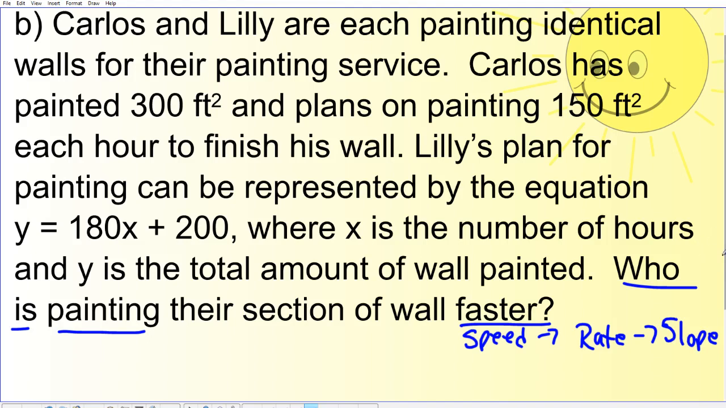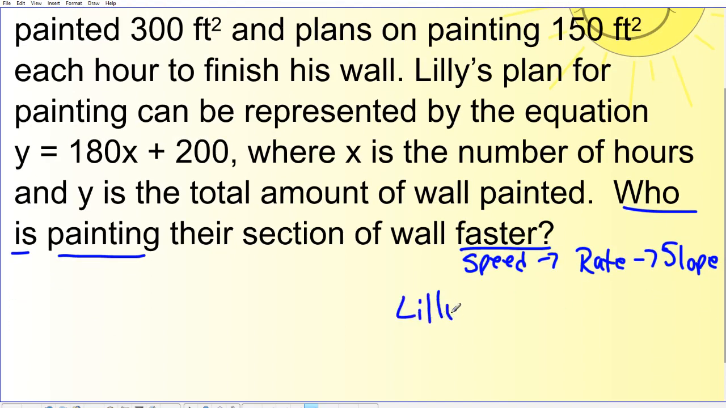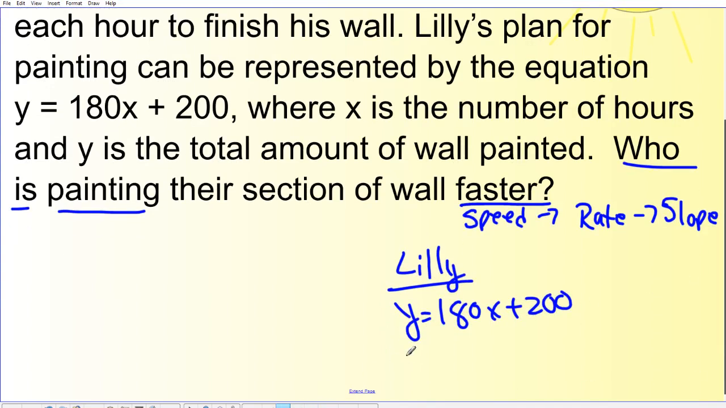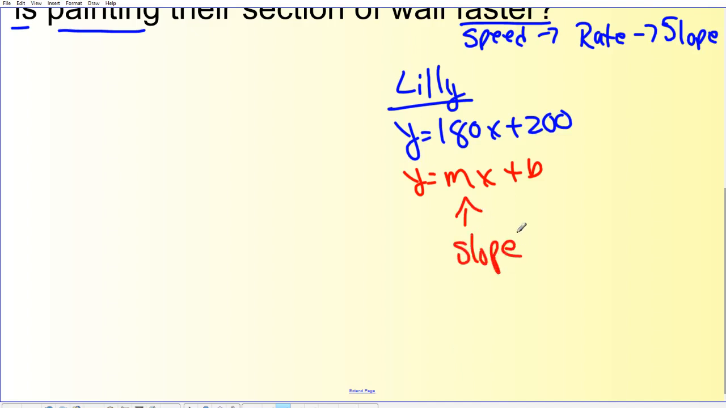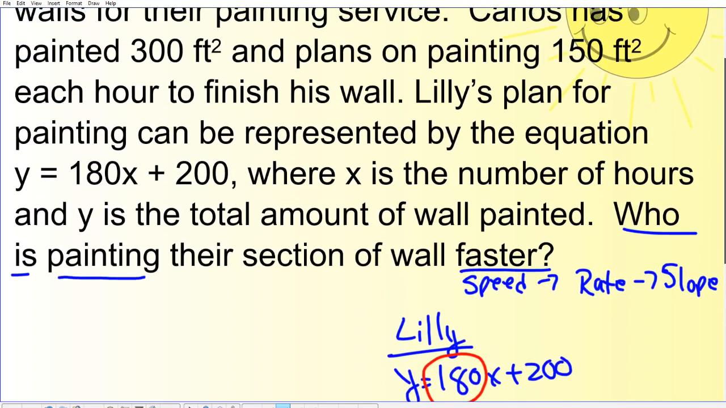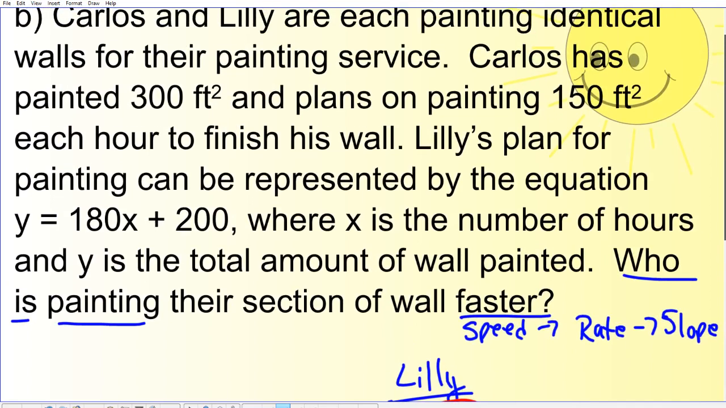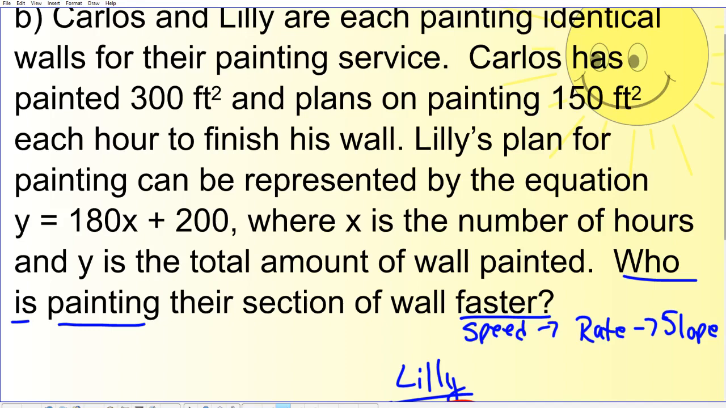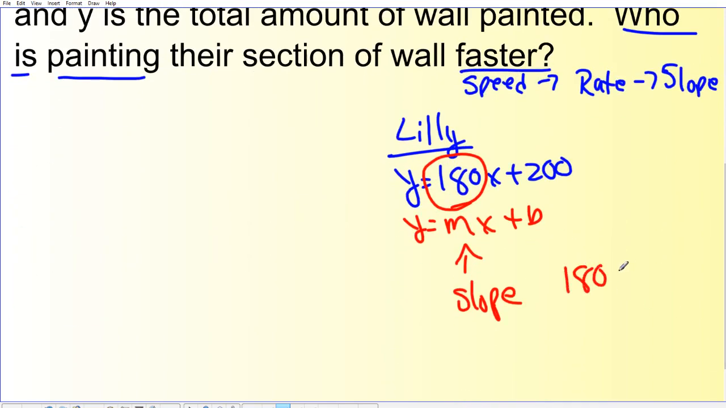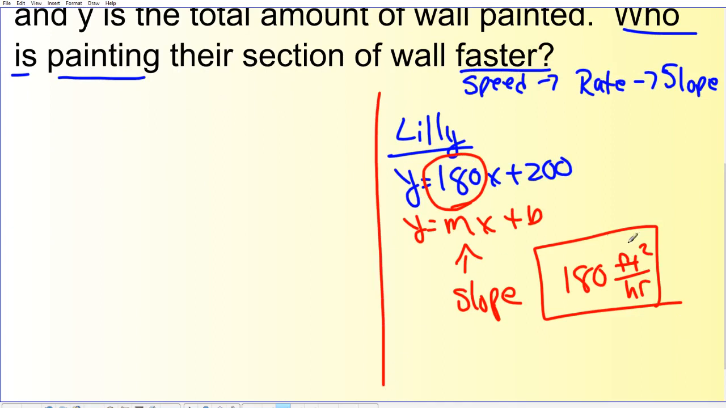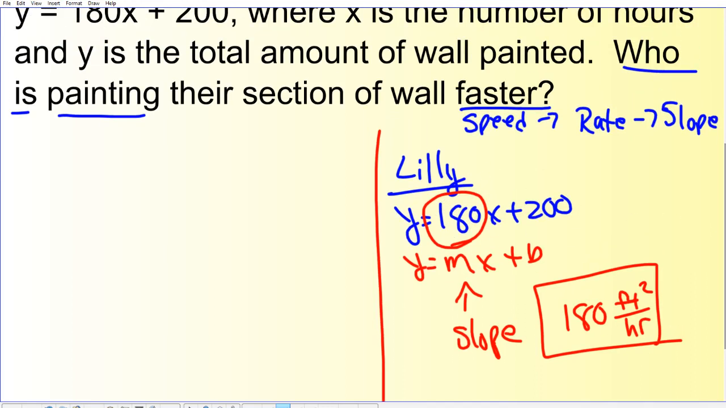Okay, so Lily's is pretty easy. If I look at Lily's information, it gives me an equation, y equals 180x plus 200. If you know about your slope-intercept form, that means that this number is your slope. So Lily's speed is 180-something. It's probably feet squared per hour. Is y unit hours? Oh yeah, x is hours, y is total wall painted. So Lily's speed is 180 feet squared per hour. That is her rate. Okay, that's how fast Lily is painting. Speed, rate, slope. That's how I made the connection to what we're doing.